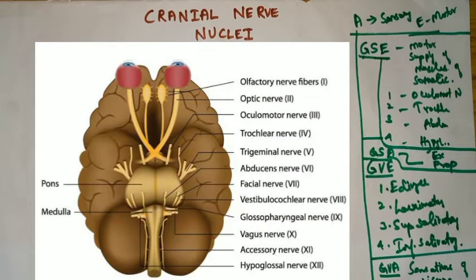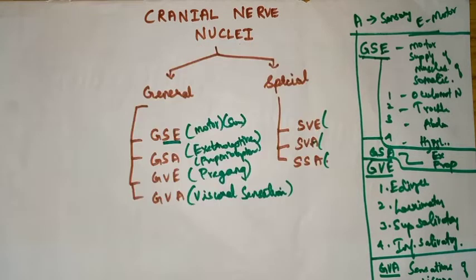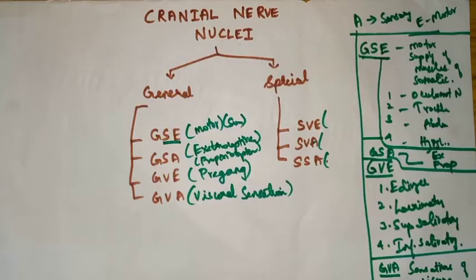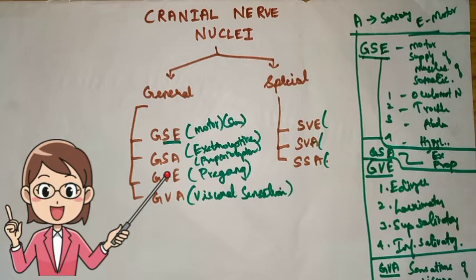Today we'll be learning about the cranial nerve nuclei. We all have heard things like general somatic efferent, general somatic afferent, special visceral efferent, etc. But we don't know in depth what exactly those terms are trying to tell us. Most of us would not have taken an extra step to know that. So this video will help you to clear off those doubts and make your concepts stronger.